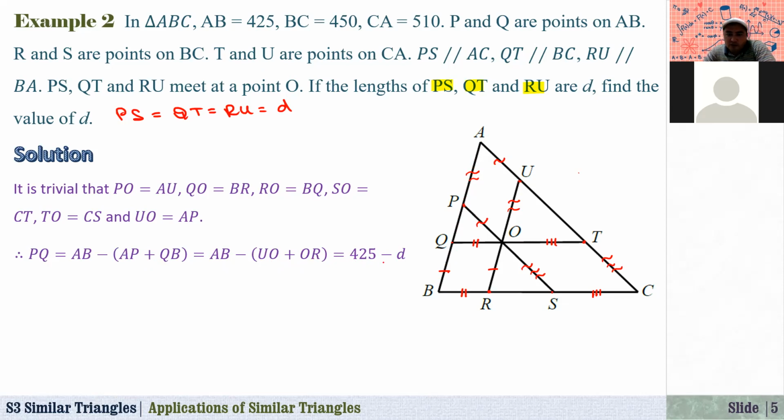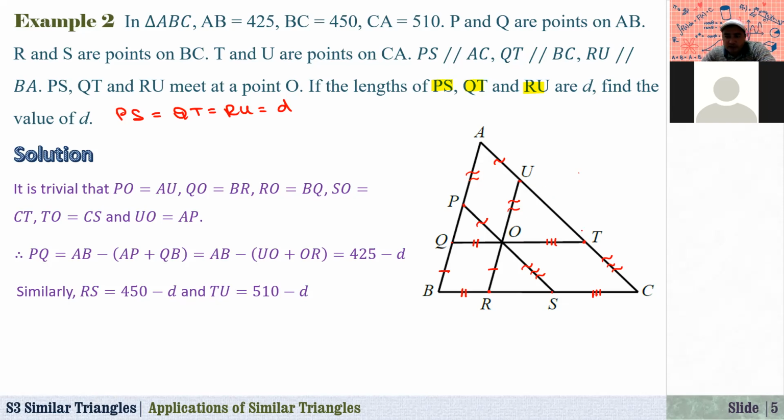UO plus OR, that's equal to D. So 425 minus D. Now we have expressed PQ in terms of D, okay? In a similar way, how about RS? Let's just find RS. RS is equal to 450 minus SC minus BR, and BR is equal to OQ, right? And also SC is equal to OT. So actually this length is equal to D, so RS is equal to 450 minus D. And how about TU?